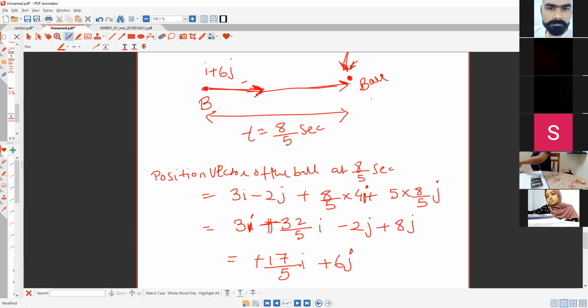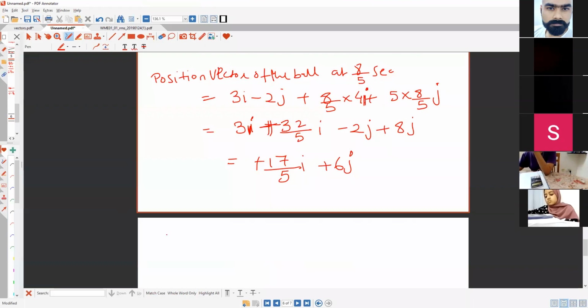So what is the position of the ball? 17 by 5i plus 6j. Can you see the ball did not travel anywhere in the vertical direction? So what is its change in vertical direction? 0. What is the change in horizontal direction? It's going to be 1 minus 17 by 5i. So the distance traveled is 1 minus 17 by 5i.